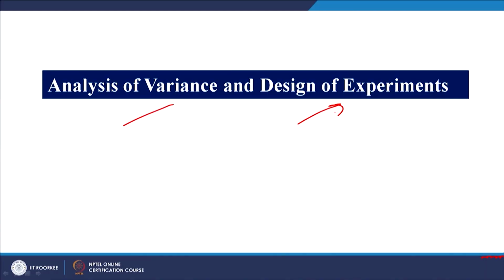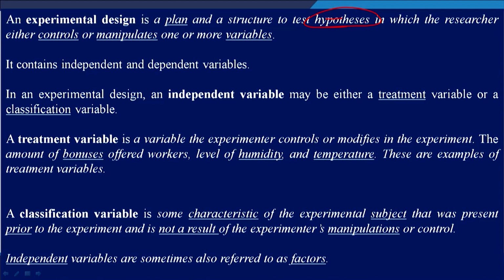So, let us look at a new topic which is on analysis of variance and design of experiment. So, we will design certain experiments, and there are some methods like analysis of variance to analyze outcome of experiments of the design. So, experimental design is nothing but the plan or the setting or the structure of testing hypothesis, in which the researcher controls or manipulates or changes 1 or 2 variables.